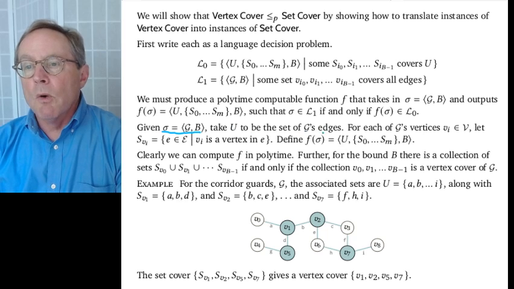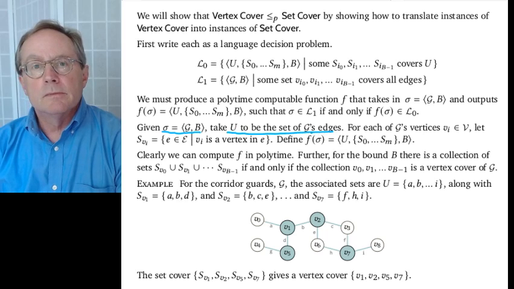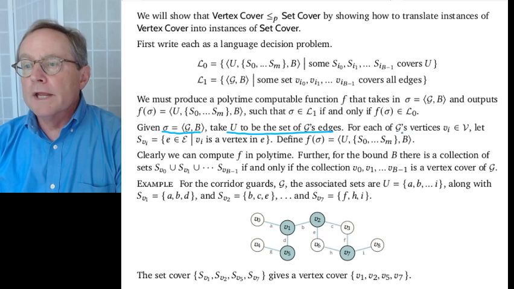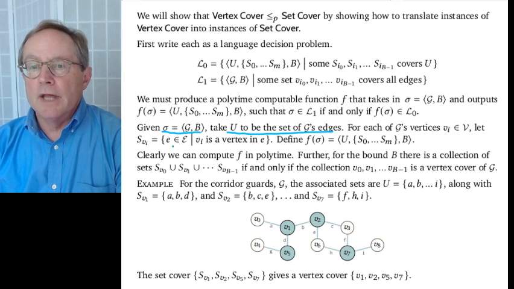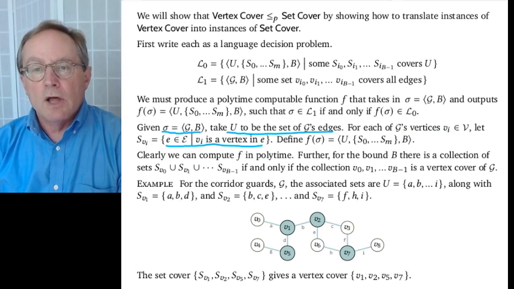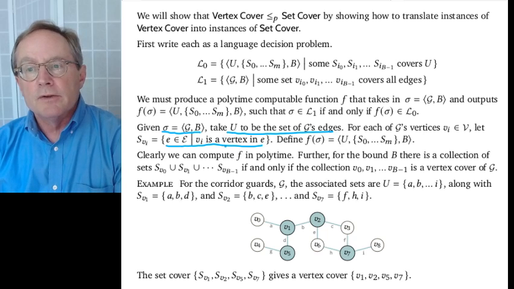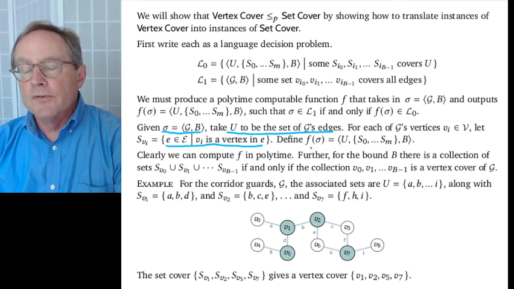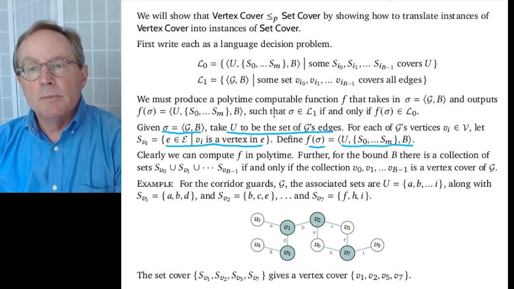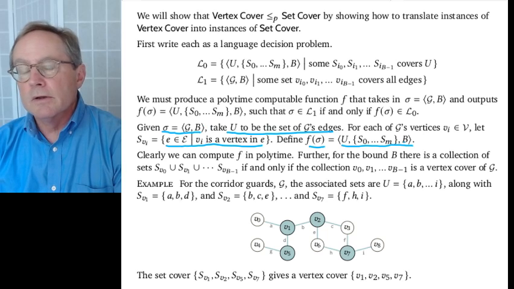So U is going to be all of G's edges. For each of G's vertices, Vi, you take capital S sub Vi to be all the edges where Vi lies on that edge. It's one of the two endpoints of the edge. And then you just define f of sigma to be the triple. And of course, f of sigma has to be a triple. So it's U comma S0 through Sm comma capital B. So same B. The B up here is the same as the B down here.